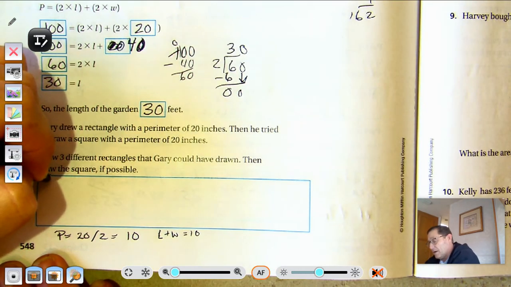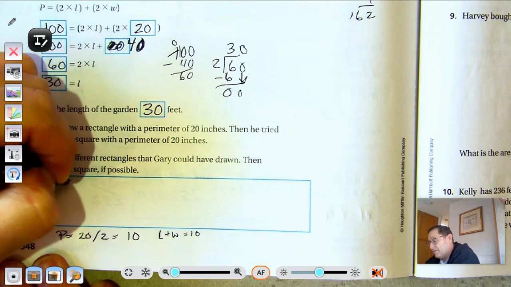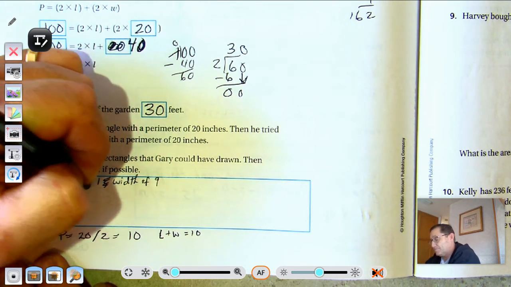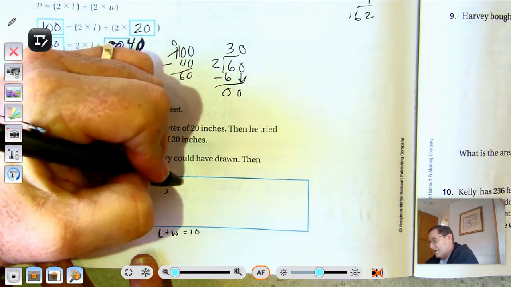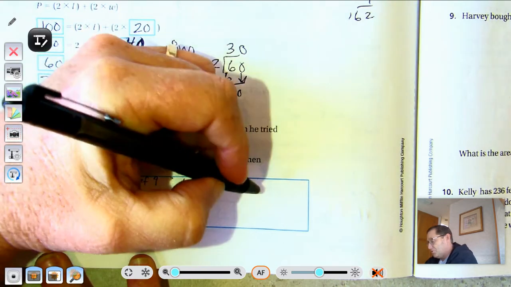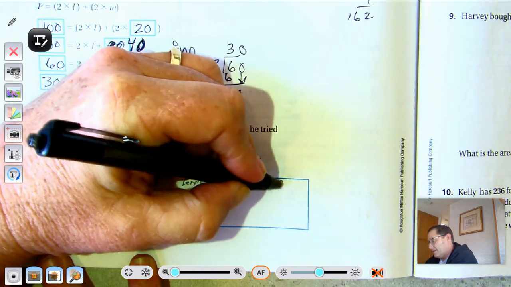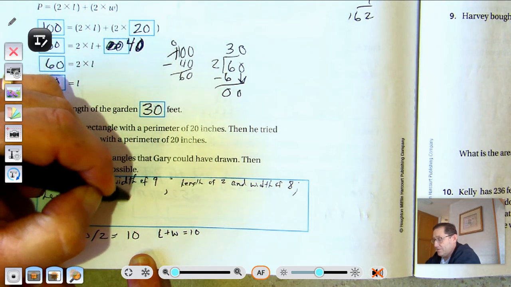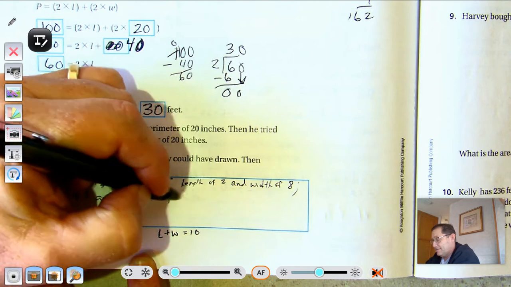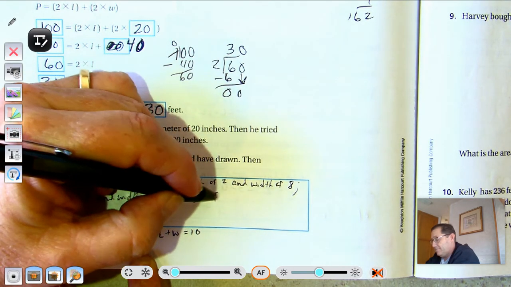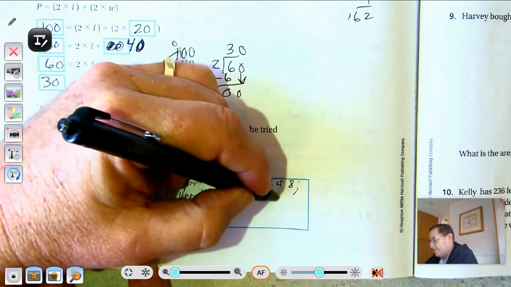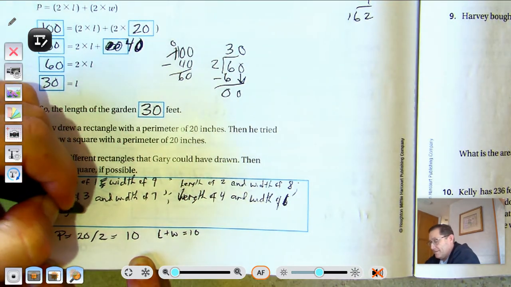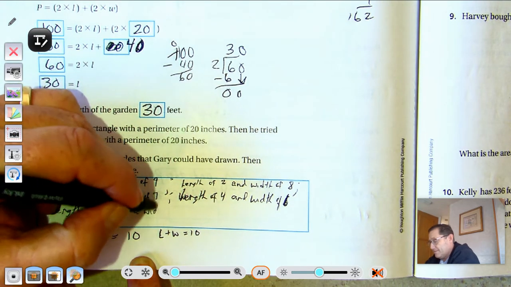Well, I could have a length of 1, width of 9. I could have a length of 2 and width of 8. I could have a length of 3 and a width of 7. I could have a length of 4 and a width of 6, because 6 plus 4 is 10. And I could have a length of 5 and a width of 5.